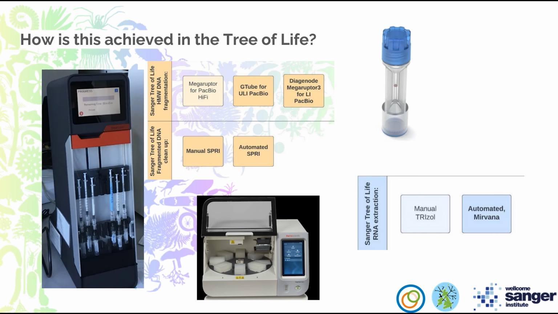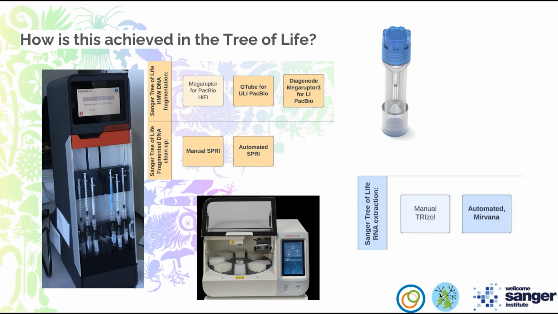Okay, then we have our two main fragmentation protocols. We have the Megaruptor on the left there, which we use upstream of low-input library prep. And we actually use the g-TUBE upstream of the ULI library prep. Find it a bit faster and a bit more versatile.